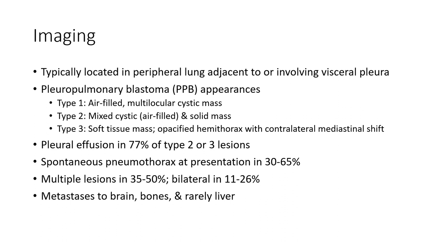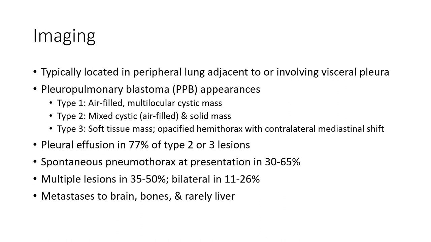Type 3 is a soft tissue mass, opacifying the hemithorax with contralateral mediastinal shift. Pleural effusion is present in 77% of type 2 or 3 lesions.